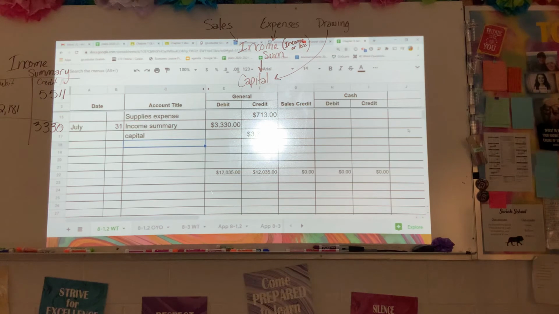So if we have a net income, income summary is debited. If we have a net loss, it is credited. You either have to memorize that or write it down somewhere. Okay? All right, so we've closed sales, we've closed expenses, we've closed income summary.